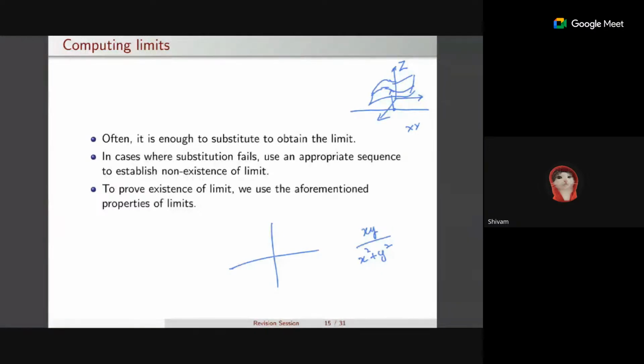Differentiability is not the existence of directional derivatives. It is something that we'll see later. Okay.